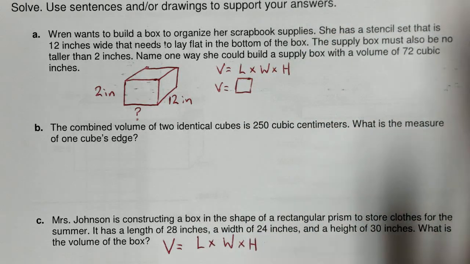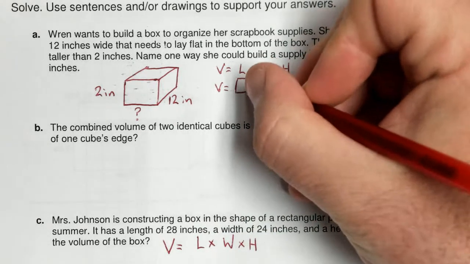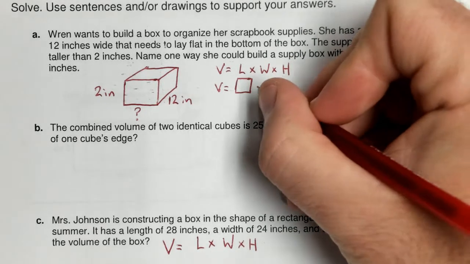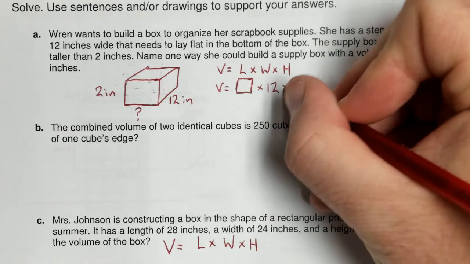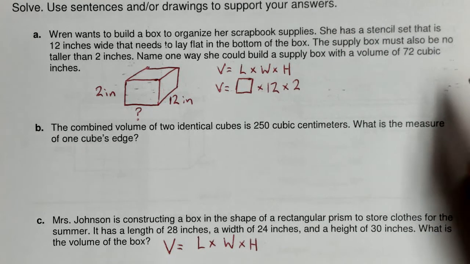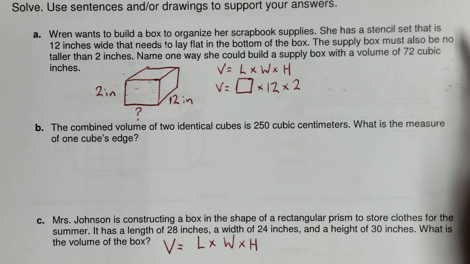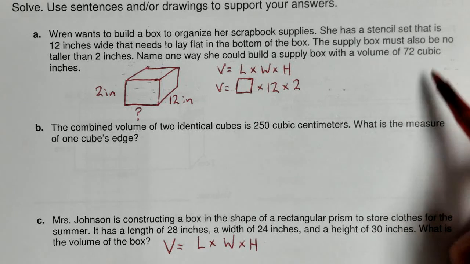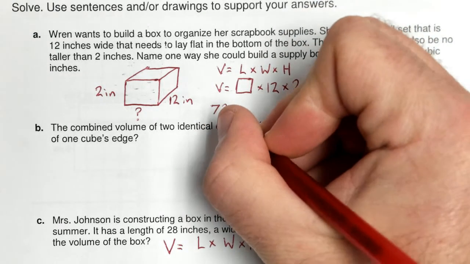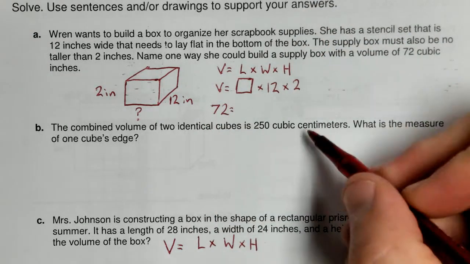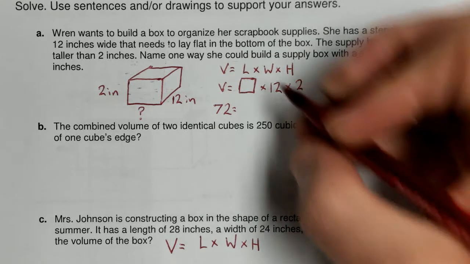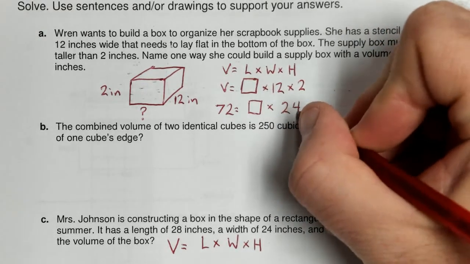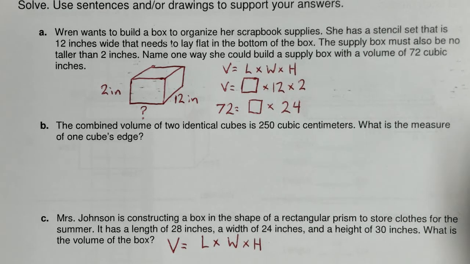We've talked about variables, putting letters in. I could have just left it as an L. But for right now, something times 12 times 2 will give me my volume. Now, I know that the volume needs to be 72 cubic inches. I also know that 12 times 2 is 24. So something times 24 is going to be our missing length.